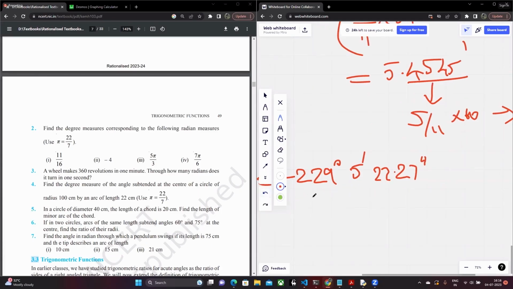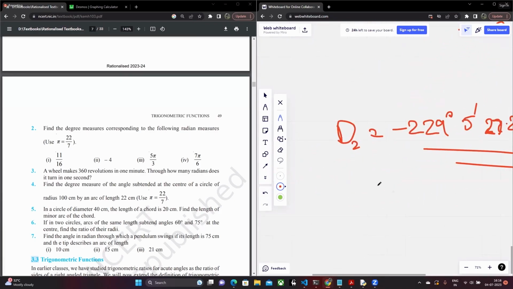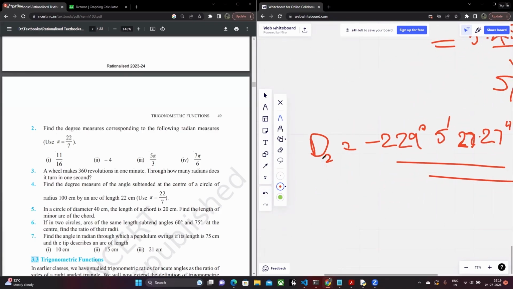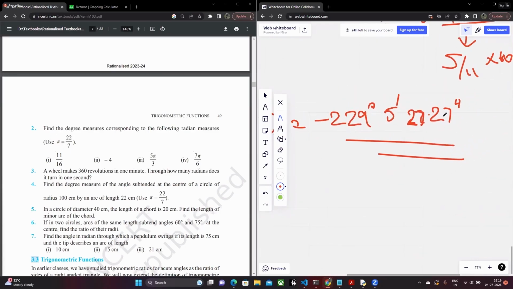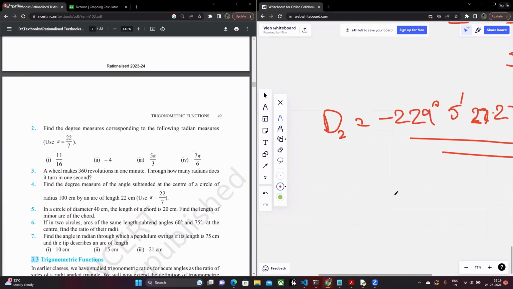Right? If you want to, you can also drop this last point, because in seconds, it does not matter if you have a point, because the value of 1 second is very, very less. Right? You really can't measure 1/10 of a second in angles. In time you can, not in angles. Right? That concludes D2. So even if you don't want to write this 0.27, it's okay. You can just drop it off as minus 229 degrees, 5 minutes, 27 seconds. That's it. I've done this just for the sake of being accurate.